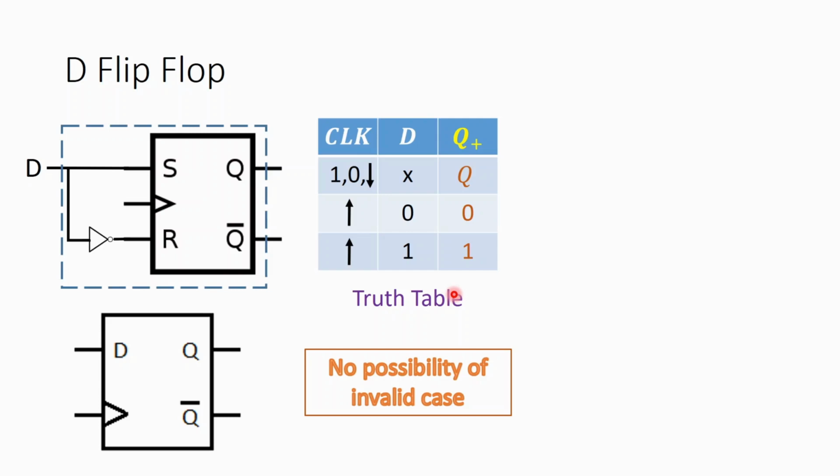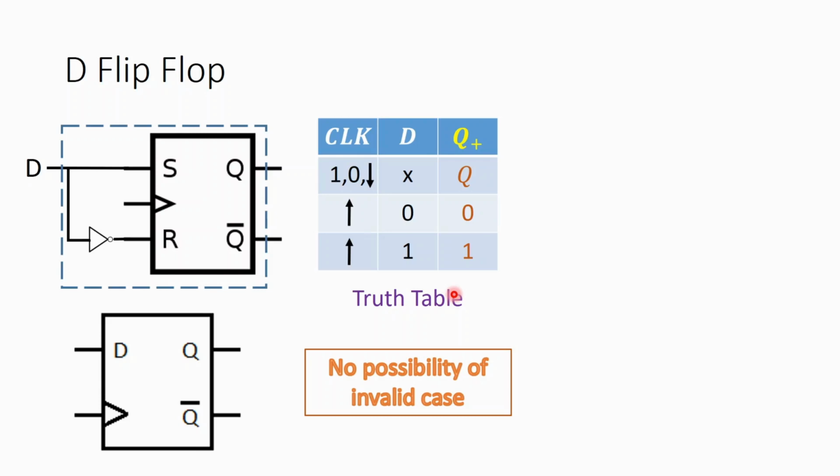there is no possibility of the invalid case. That restricted use, that 1 1 input we will not use, it is invalid, we have to always tell the user not to use the 1 1 input. That situation is removed now. We don't need to bother about the invalid case. The invalid case will not appear in this configuration.